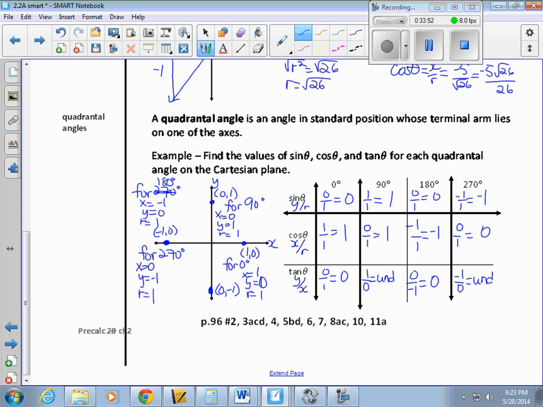So when you're asked to find the trig values of quadrantal angles, you can either memorize this chart or just remember what coordinates you're looking at. Your (0, 1), (1, 0), (-1, 0), and (0, -1). So you've got those 4 that you're looking at, and that's what you use then as your x, y. And of course your r for each one of those is equal to 1. So then you can calculate your exact trig value for it.